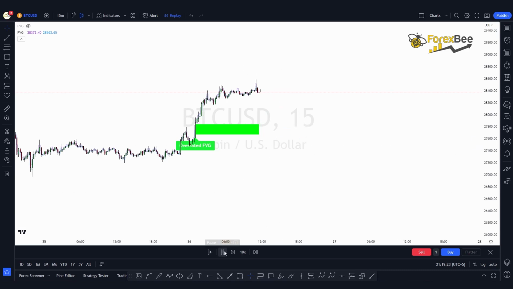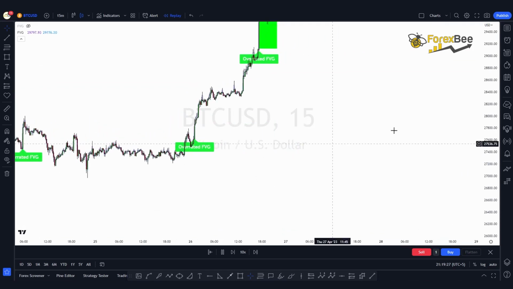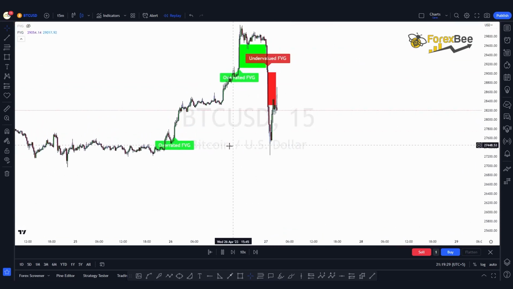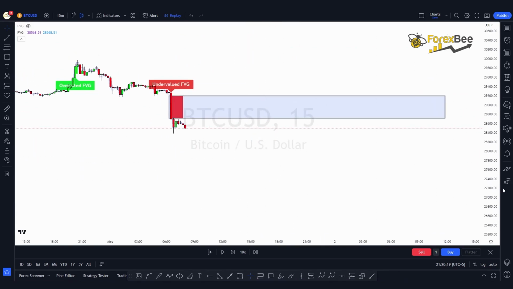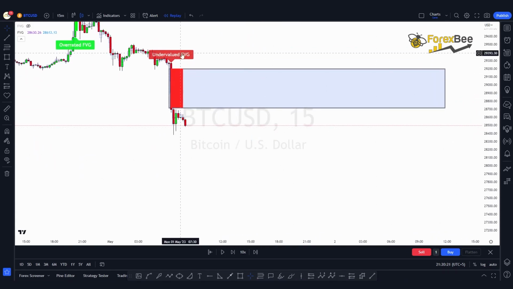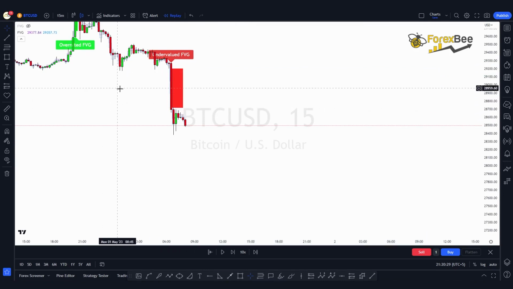And if we forward play the market, we will see that happening live on the chart as well. There is a formation of another fair value gap, but as you can see, the market came back in order to balance out this fair value gap here that we detected earlier. And here as well, we can see the indicator detecting the undervalued fair value gap in real time, and it notified us as soon as the fair value gap formed. So we can use this indicator to detect the fair value gaps automatically on the chart for us.